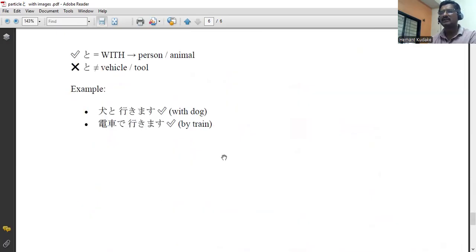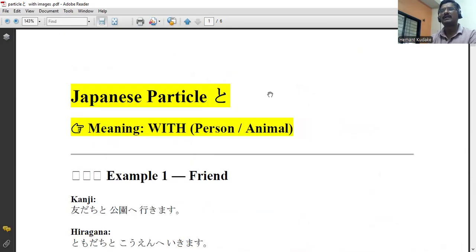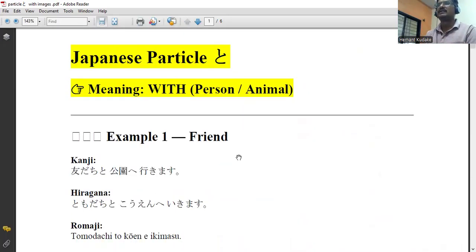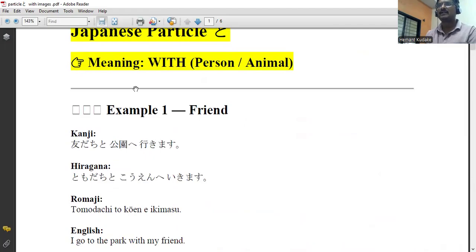So this is how particle "to" is used. The meaning of particle "to" is with a person or with an animal. So that is it for today.